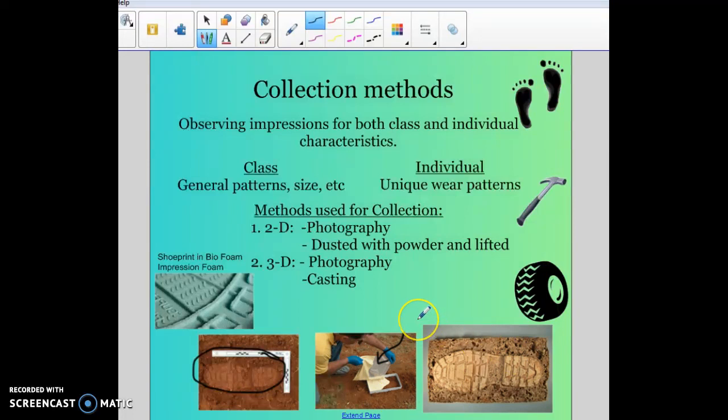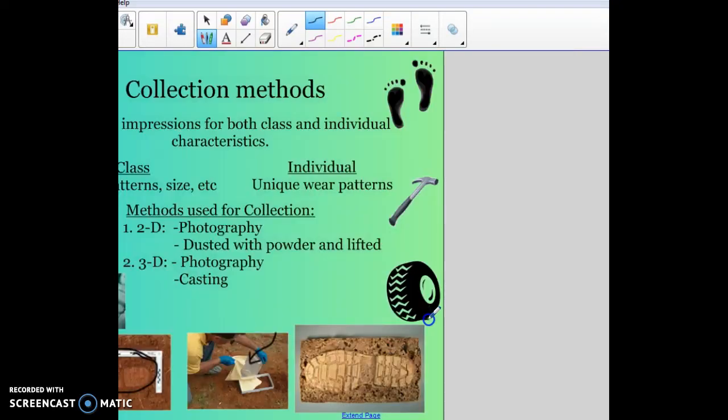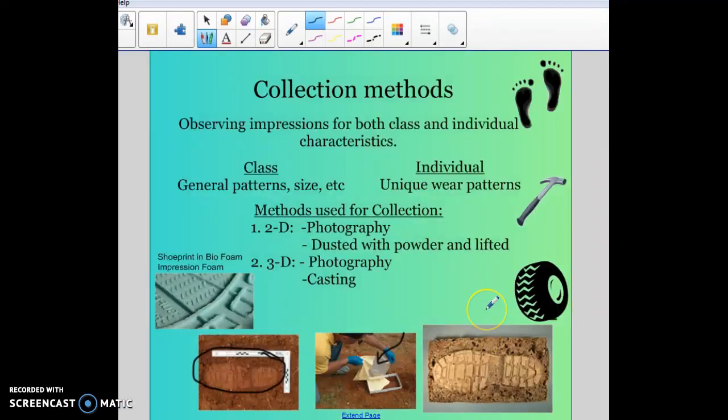Sometimes it's usually a couple of hours, and then after it's done drying for a couple of hours, when you pull it up, it will look something like this. And so that's the casting method for collecting impression evidence.